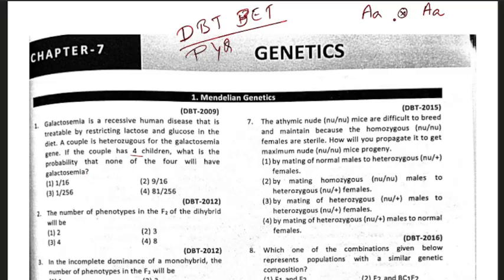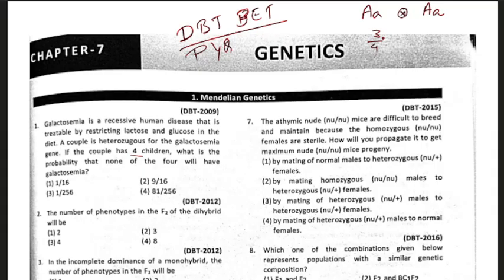So the offspring from this couple can be galactosemia positive or negative. The chance of being galactosemia negative is 3 by 4, because one genotype is capital A capital A, that will be galactosemia negative, and another is capital A small a, that is the proportion of 1 by 2, that is 2 by 4.